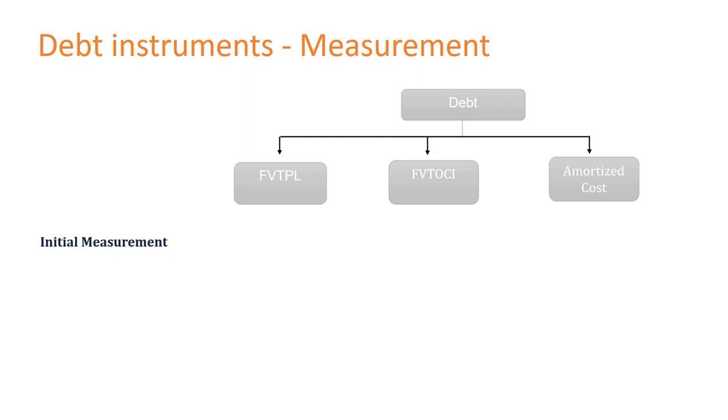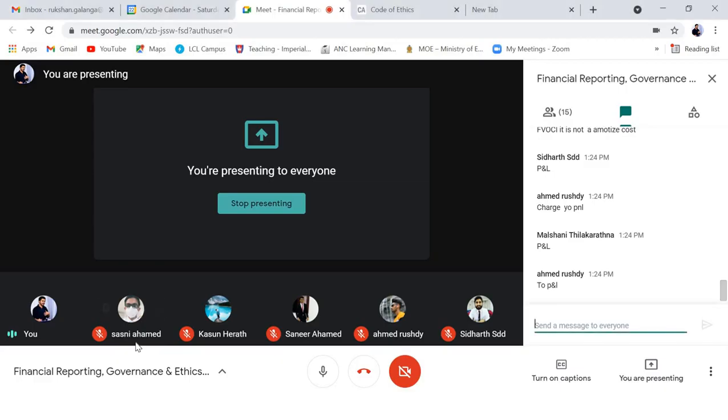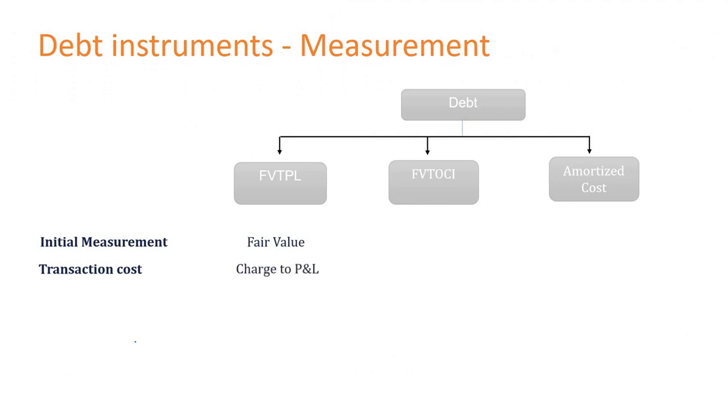Initial measurement, when it comes to initial measurement across these three, we know that everything will be at fair value. But now you should be able to go on from here, since you know the logic. Fair value through profit or loss, debt financial instrument initially measured at fair value. What are you supposed to do for the transaction cost? Yes, you have to charge it to the P&L, right? Subsequent measurement has to be at fair value where you recognize the gain in the P&L. This is similar to equity fair value through P&L.